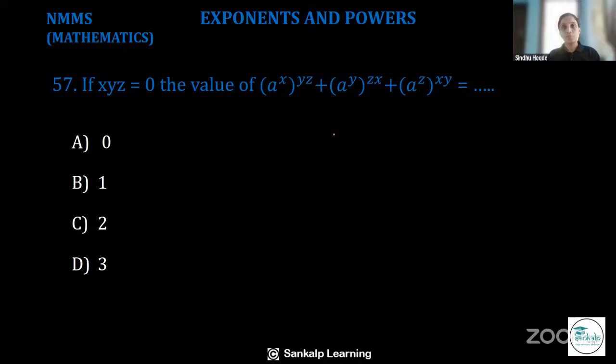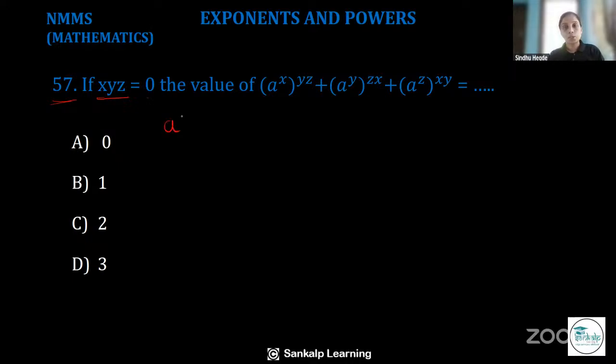Hello everyone, welcome to Sankalp Learning Solution. Let us see question number 57 of the chapter Exponents and Powers. If xyz is equal to 0, the value of (a raised to x) whole to the power yz plus (a raised to y) whole raised to zx plus (a raised to z) whole raised to xy is equal to dash. Option A 0, option B 1, option C 2, option D 3.